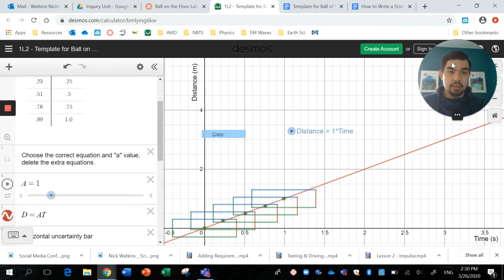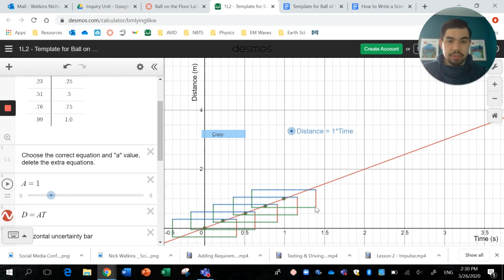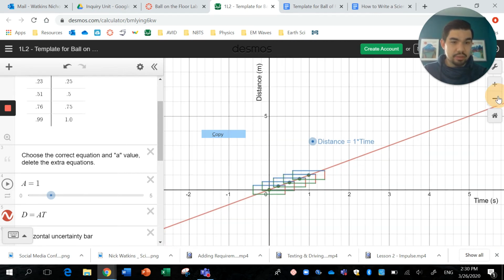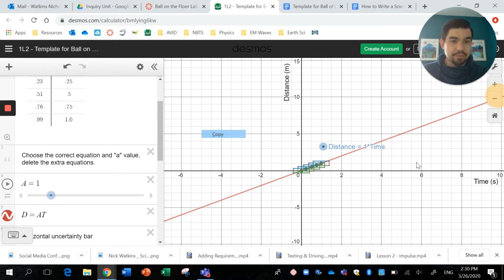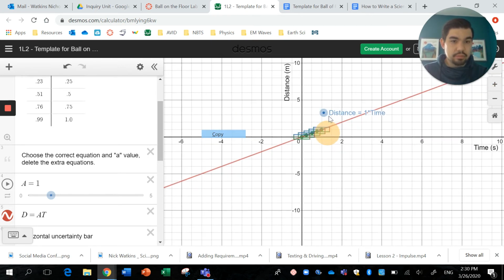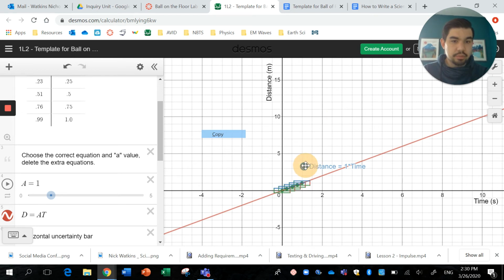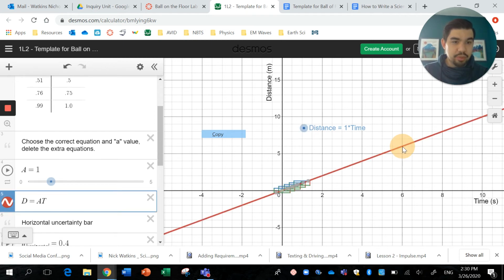You notice with our data set, the times that we recorded were really from 0 to 1. And we want to predict how far it goes in 6 seconds. You can see our graph doesn't even go all the way to 6 seconds. I have to zoom out to get to 6 seconds. So we're trying to figure out how far our ball traveled by this point here.